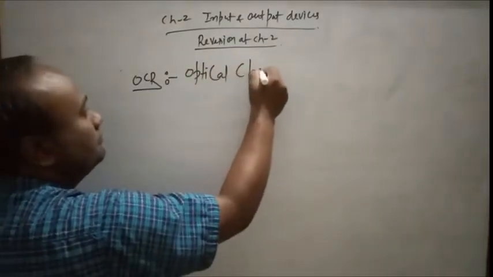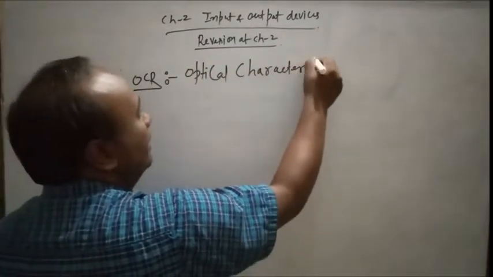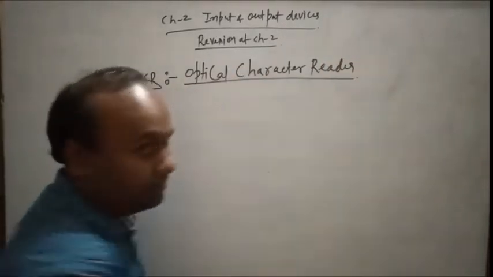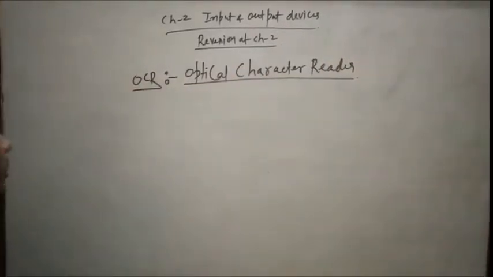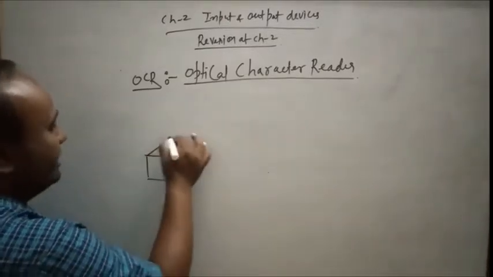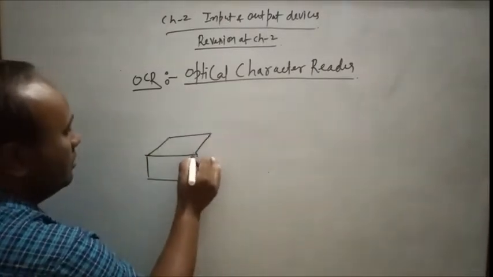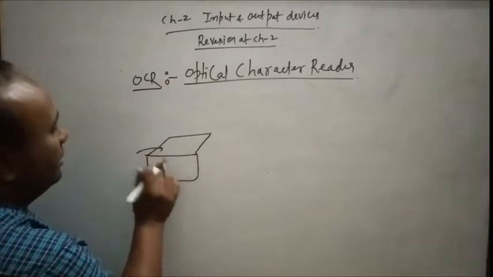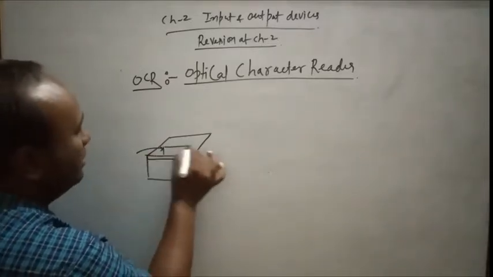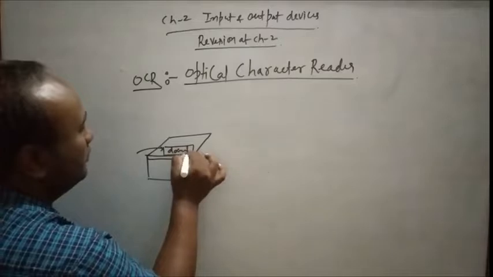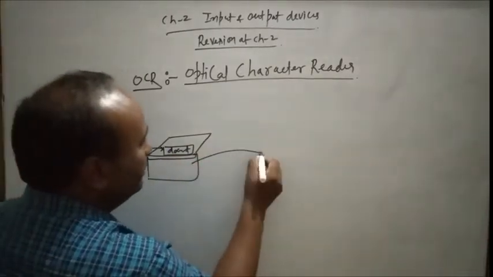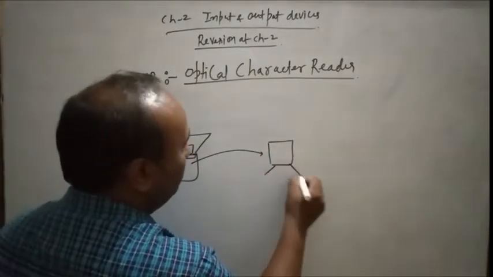Optical character reader is a type of input device also. Suppose we keep the document here, and this is directly connected to the monitor or CPU.